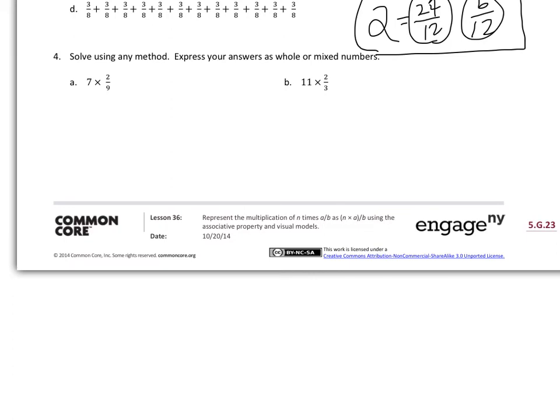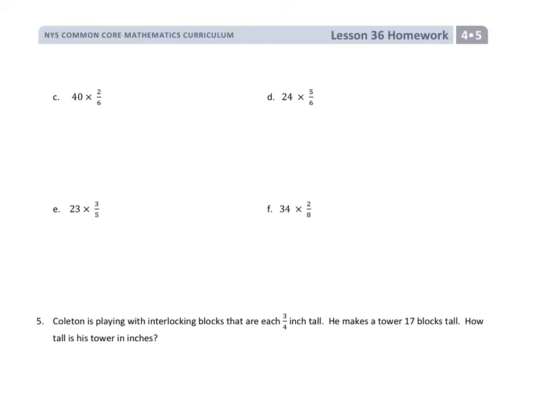The next one, where it says solve using any method, students can choose repeated addition, like they saw in the earlier problems, or they can choose to do that multiplication model I just explained. Same goes for C, D, E, and F.